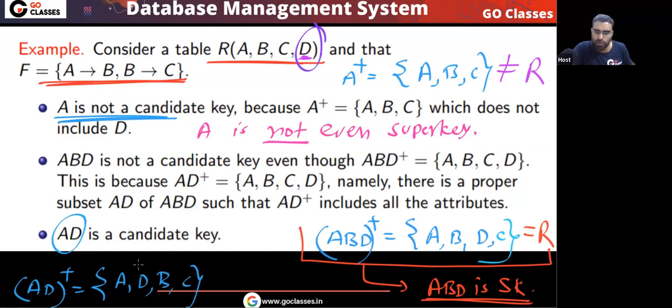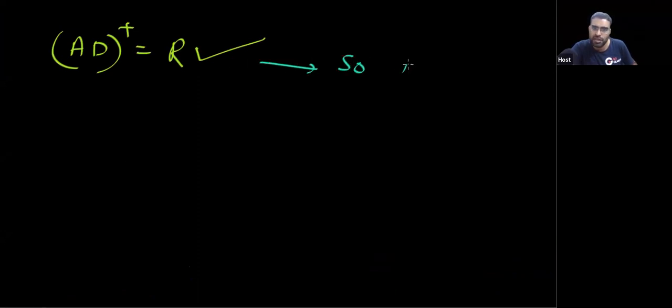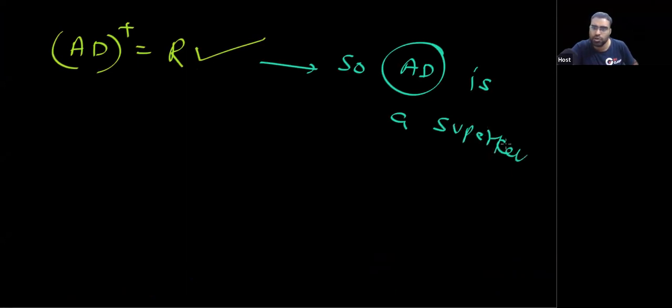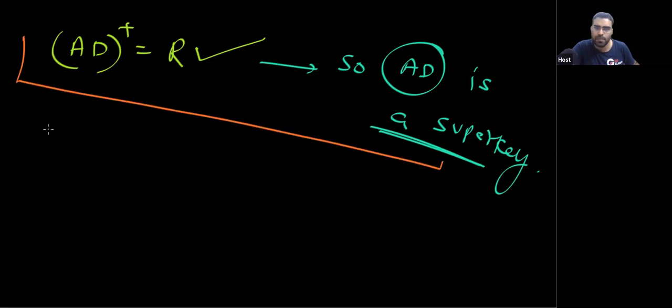So AD is a super key. Can you notice that A cannot bring R, and D cannot bring R? Look at this AD. This AD can bring everything, so this AD is a super key. Is this clear? But remember, why can I say that this is a candidate key?